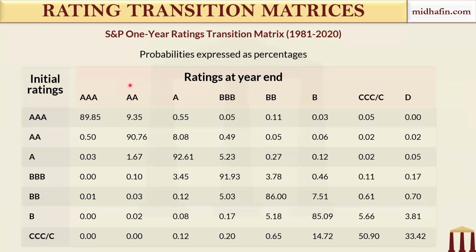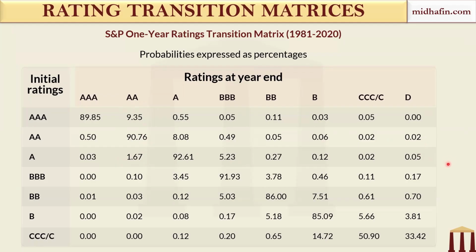So how to read this matrix? This first column is the column for your initial rating, and then you look across the rows to see the probability of ending the year in each possible rating bucket, including default. So for example, if you look at an A rated firm, around 92.61% stayed A, on the same rating, over 1 year. 5.23% fell to triple B, and about 1.67% were upgraded to double A. A very tiny fraction, 0.05%, defaulted.